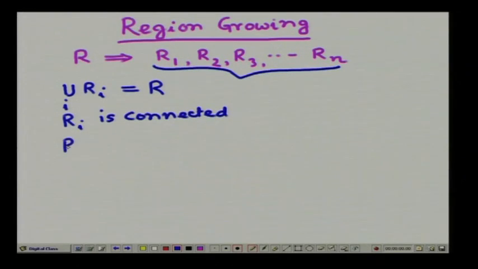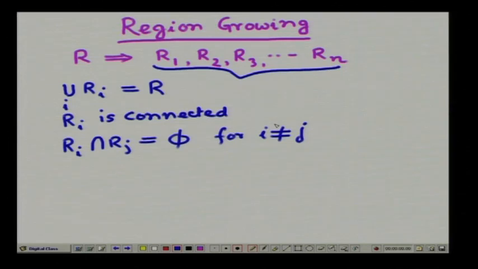The third property that must be followed is R i intersection R j should be equal to null for i not equal to j. That means, if I take 2 partitions, say R 1 and R 2, they should be disjoint. There should not be any common pixels, any common points in these 2 partitions R 1 and R 2.